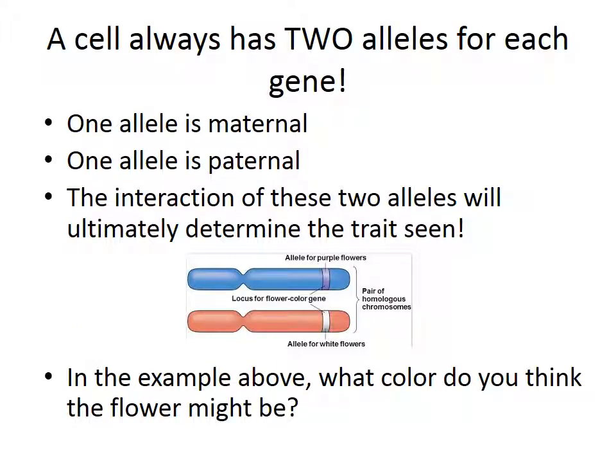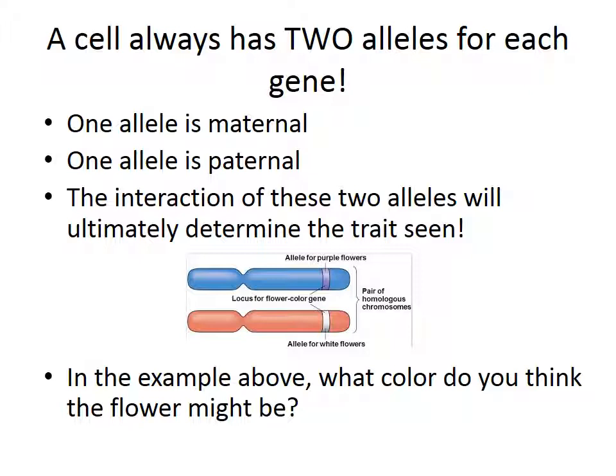Like I've said before, a cell always has two alleles for each gene. One allele is from the maternal chromosome, and one allele is from the paternal chromosome. The interactions of these two alleles is ultimately going to determine the trait that we see.